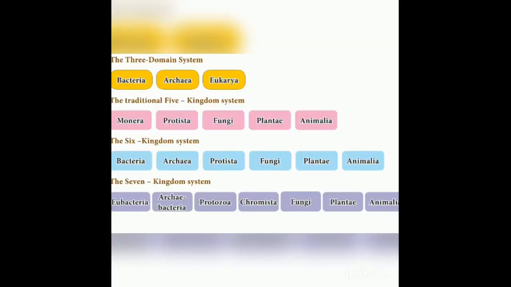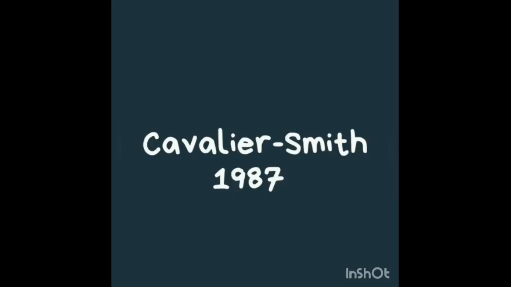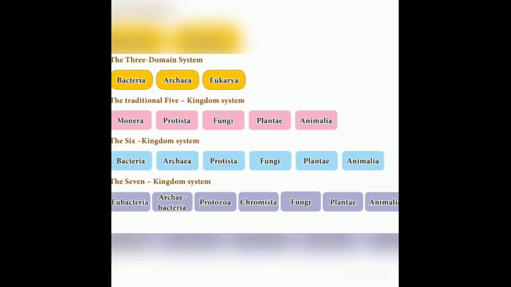After this 5 kingdom classification comes the 6 kingdom classification, which includes bacteria, archaea, protista, fungi, plants, and animals. So in 1987, Cavalier-Smith revised the six kingdom classification into a seven kingdom system. The concept of super kingdom was introduced and revised to the seven kingdom classification. The seven kingdom classification includes Eubacteria, Archaebacteria, Protozoa, Chromista, Fungi, Plantae, and Animalia.